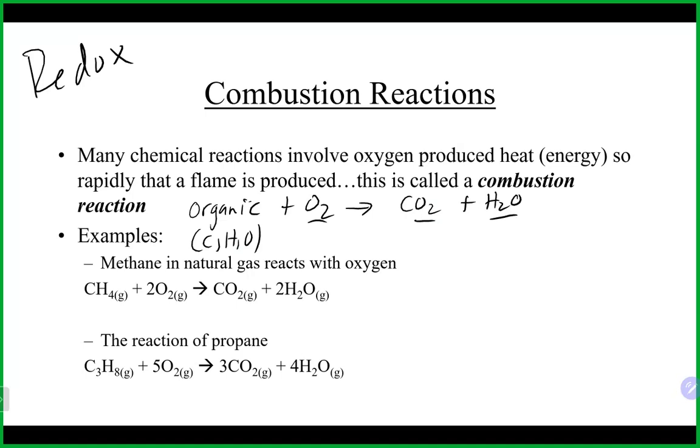You can have what is sometimes referred to as an incomplete combustion, where you get carbon monoxide and water, but most of the time you're going to get CO2 and water. That's what happens when you light your Bunsen burner: methane plus some oxygen, a little spark, you get fire, CO2 and water.